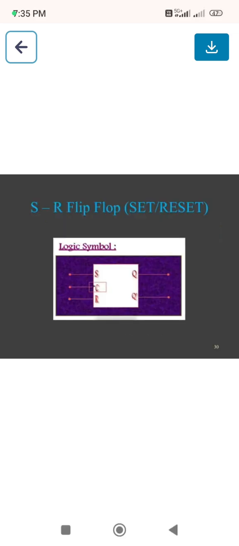So here we can see about the SR flip-flop, that is set or reset. This is the logic symbol for the SR flip-flop, which has two inputs S and R and outputs Q and Q bar, that is, the complement of the output Q. There is one more signal, called the clock signal, which will toggle the flip-flop.